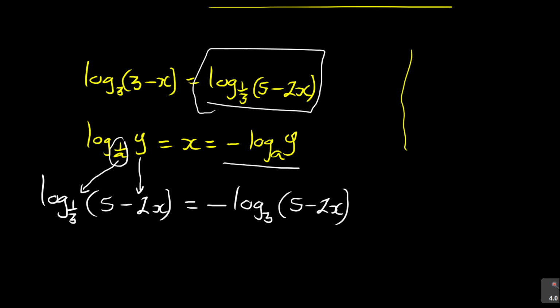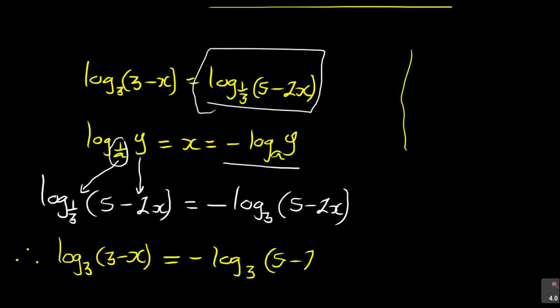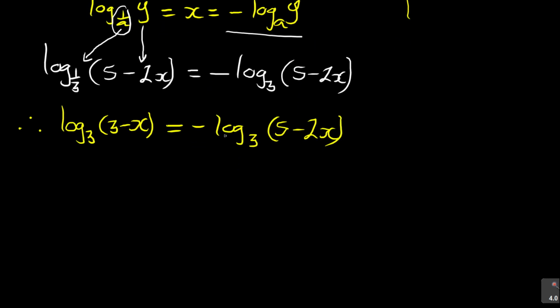Then I can conclude and say, therefore, from here, log base 3 of (3 minus x) is equal to negative log base 3 of (5 minus 2x). See that? That is the hence. I've used that to do that now. But for me to be able to continue, I need to take this negative. There is a negative 1 here. I need to bring it back there as an exponent.